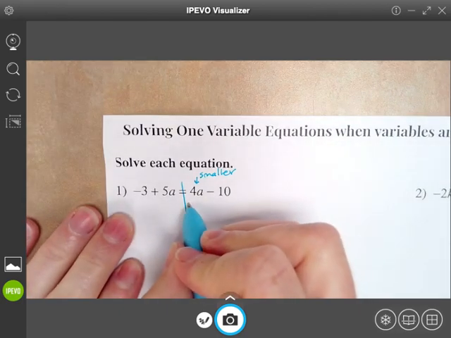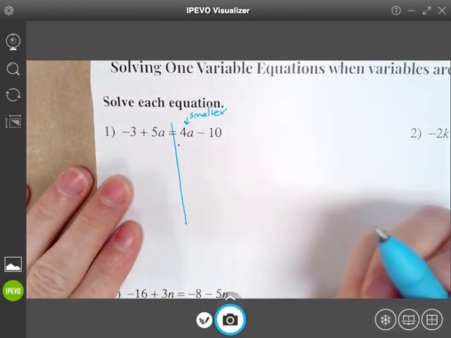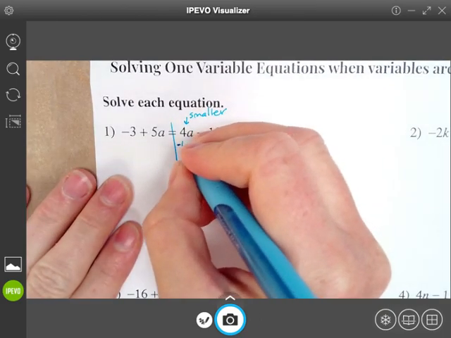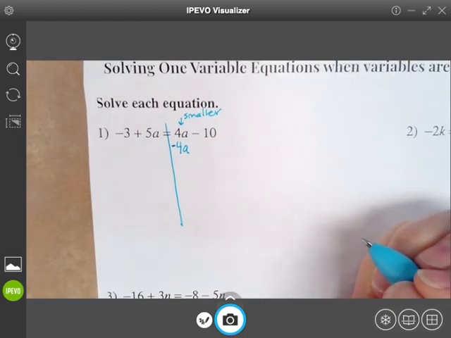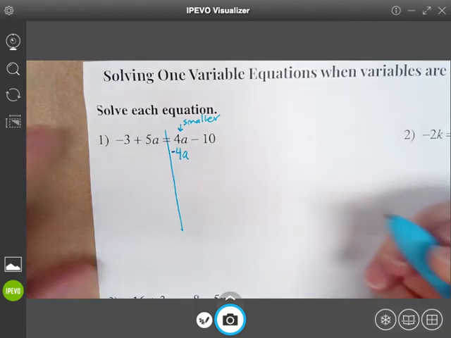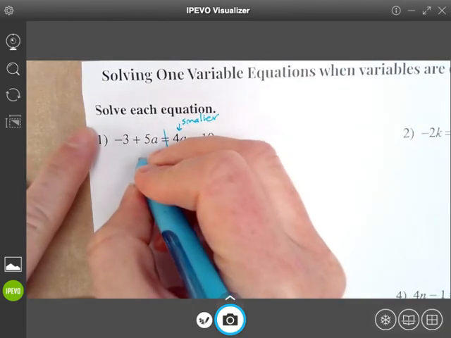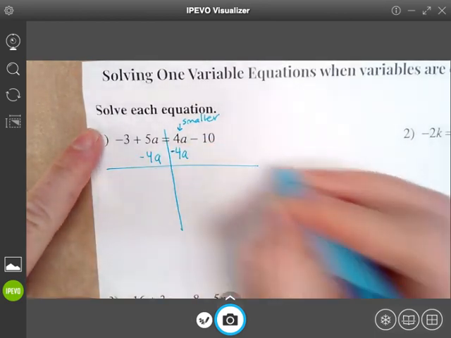So we're going to move the 4a. 4a has no sign in front of it, so we know it's a positive. So the opposite of that would be minus 4a. And then I write it underneath the like term. So I don't put it under here, I put it under the 5a. And then draw my line.